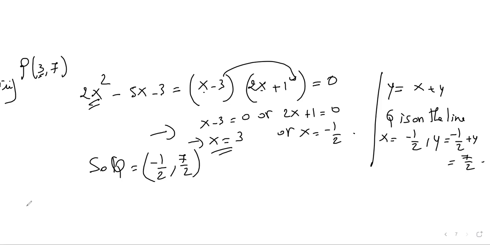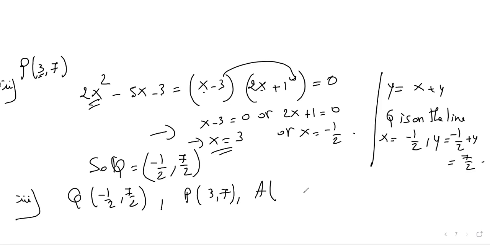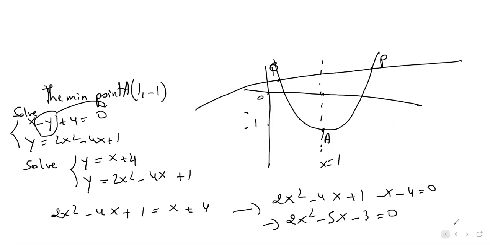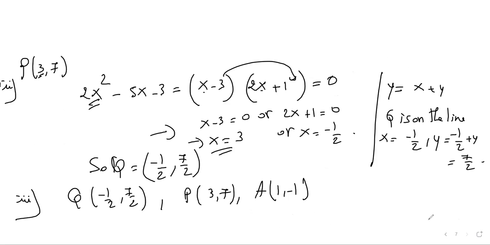Now for the third one. They asked you to find the equation of the line joining Q, (-1/2, 7/2), and the midpoint of AP. So I know that P is (3, 7), and A is (1, -1), I guess. Let me check. Yes, (1, -1). So I need to get the midpoint of AP.